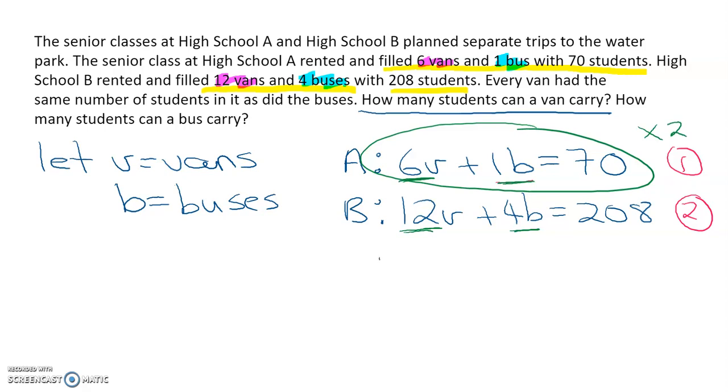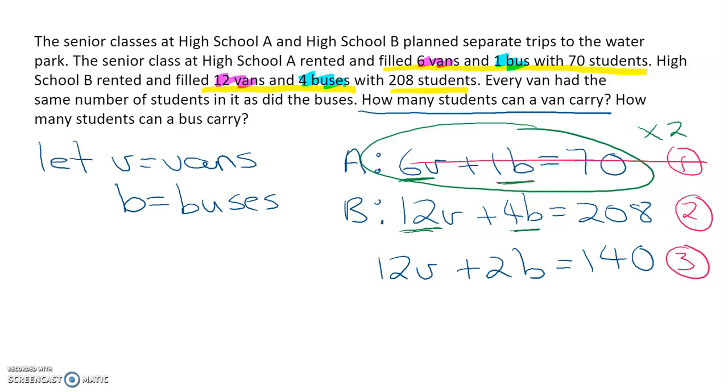6 times 2 is 12, 1 times 2 is 2, and 70 times 2 is 140. So now these are the two equations I'll be using, and I'm going to call this equation 3. So I'm not going to use equation 1 anymore. Then I need to decide whether I am subtracting or adding. 12v minus 12v equals 0, so I'm going to subtract.